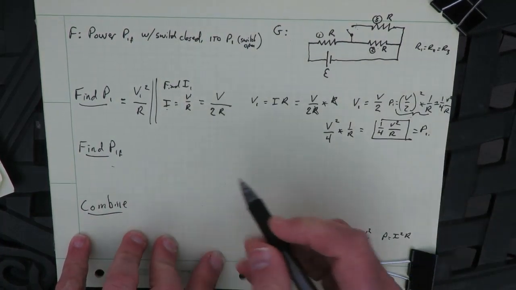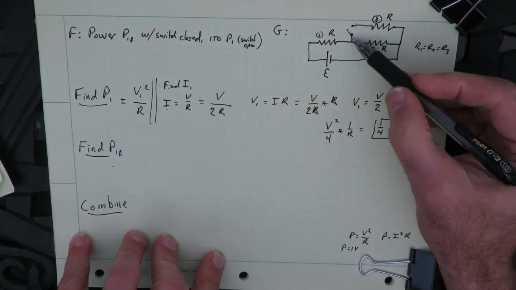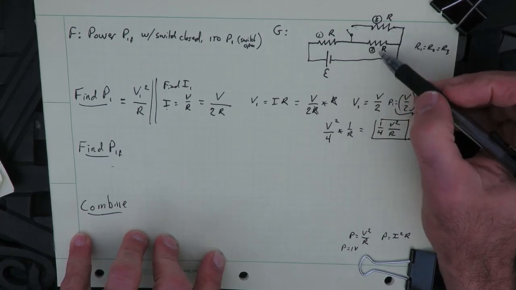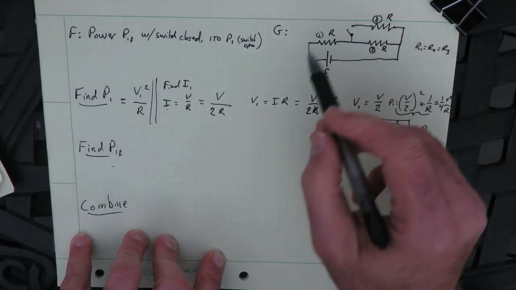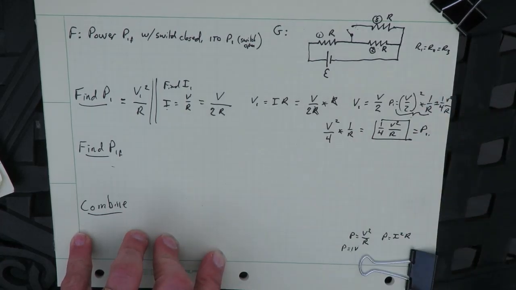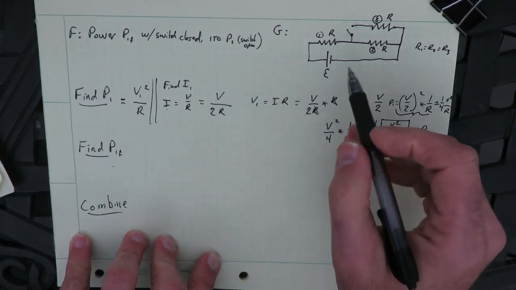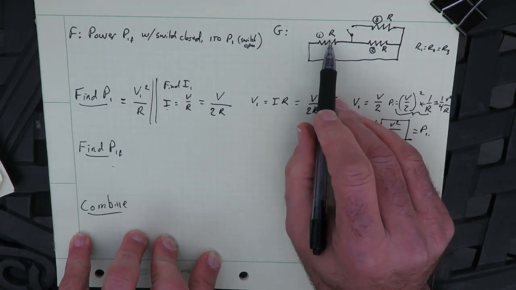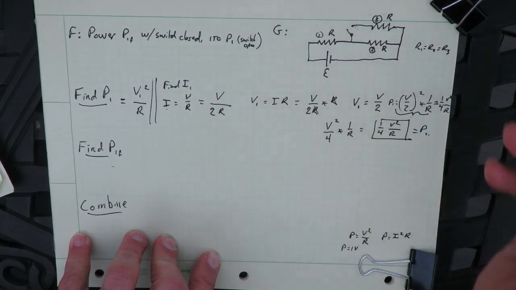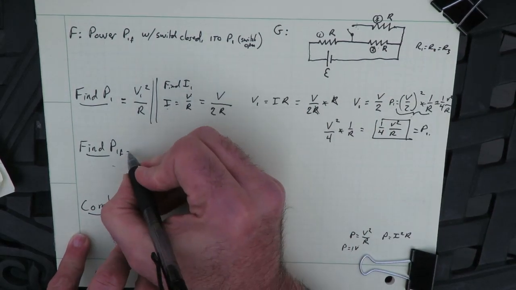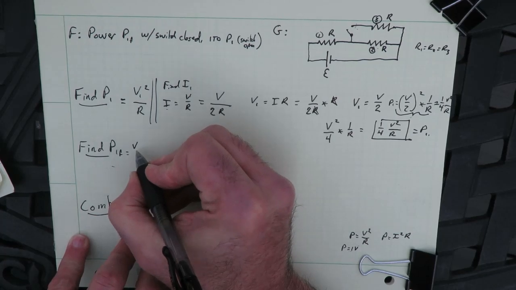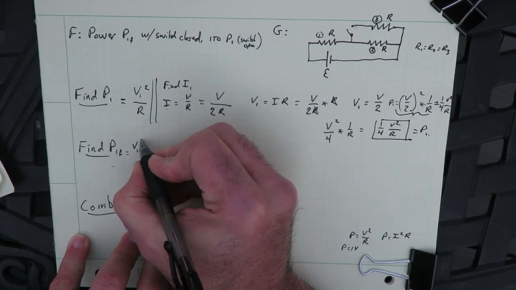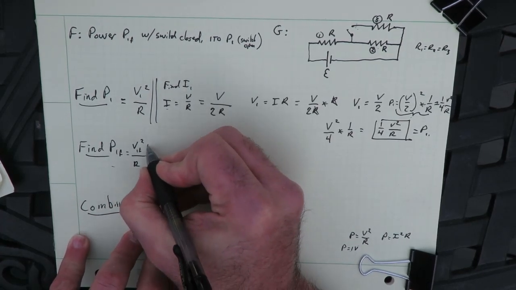Now we're going to do the same thing for the final state. We're going to close this switch so we have current flowing through both of these. That's going to change the total resistance, but we're going to work all that out, and we're going to find what the power dissipated by the first bulb is in the final state with the switch closed. Again, we're going to use V1F squared over R. That's where we're going with this.